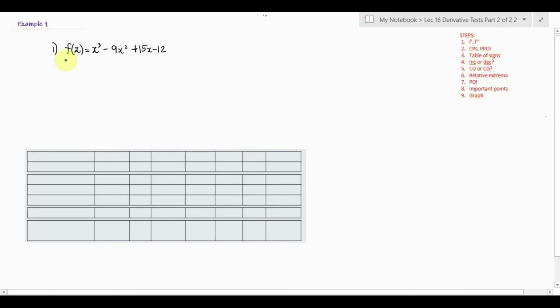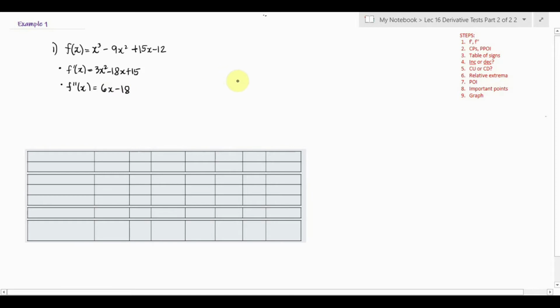We have f prime and f double prime. So we solve that. F prime of x here is 3x squared minus 18x plus 15. Okay, polynomial lang. And then, ang f double prime natin ay magiging derivative nito, 6x minus 18.